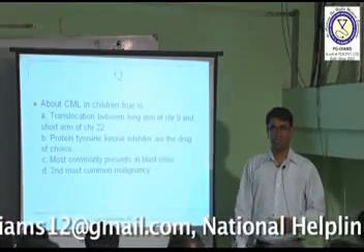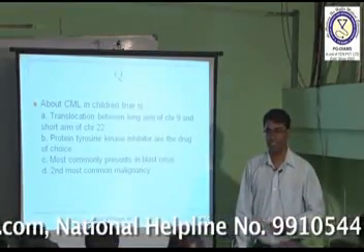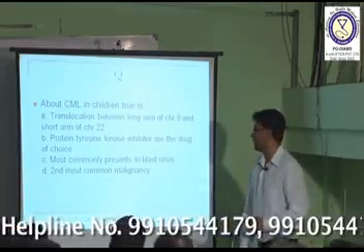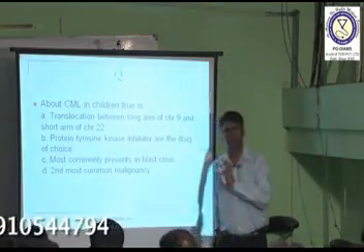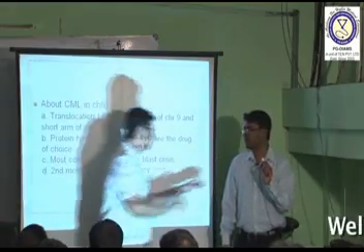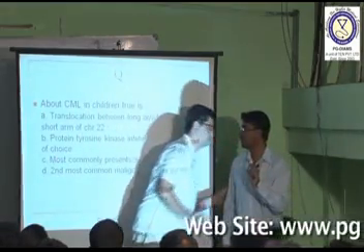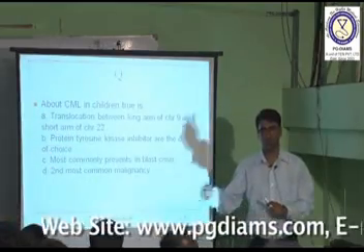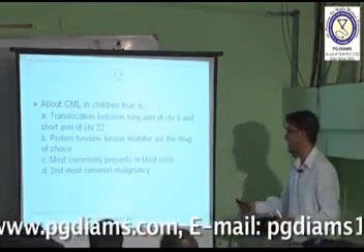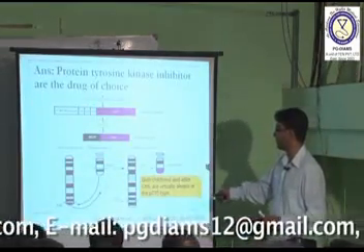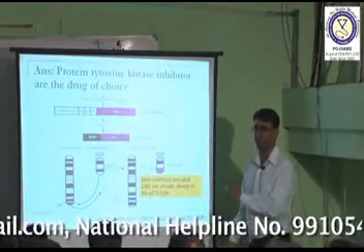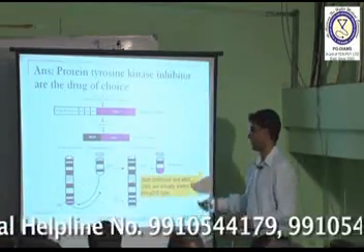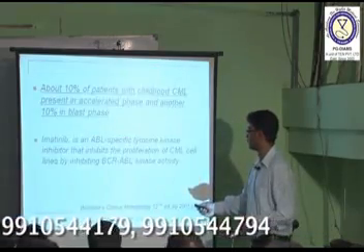Moving to the next question, about CML in children. If you remember what I told you, in CML the diagnosis should be... Okay, this was already discussed, so we can skip it. But remember, BCR-ABL is positive, and this is the Philadelphia chromosome, with the long arm of chromosome 9 translocating with the long arm of chromosome 22. The drug of choice is a tyrosine kinase inhibitor. As discussed, we will not go into it.